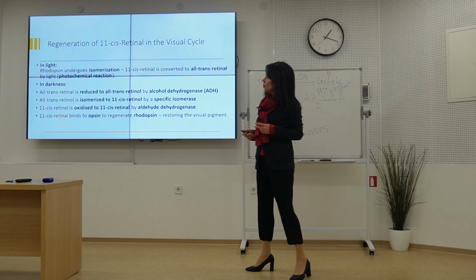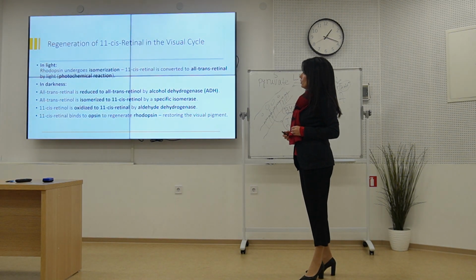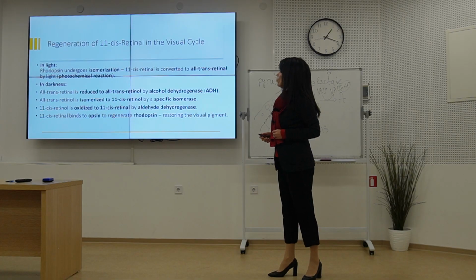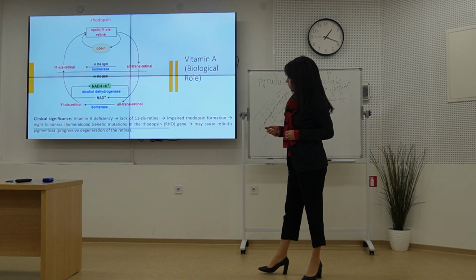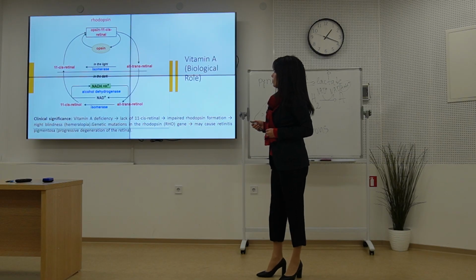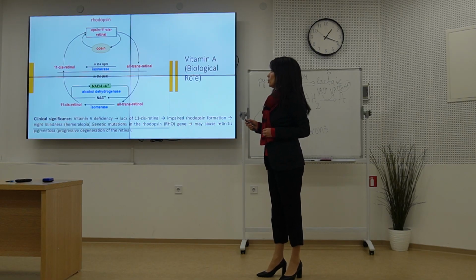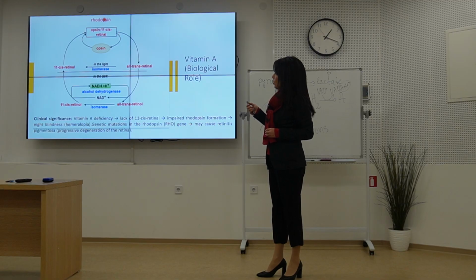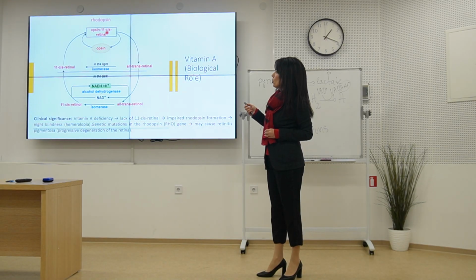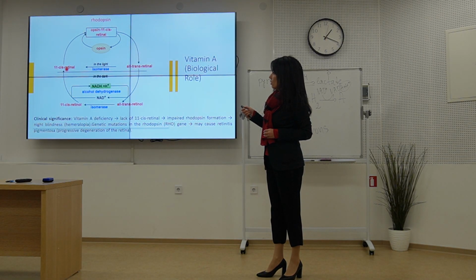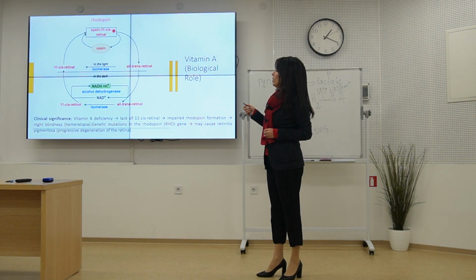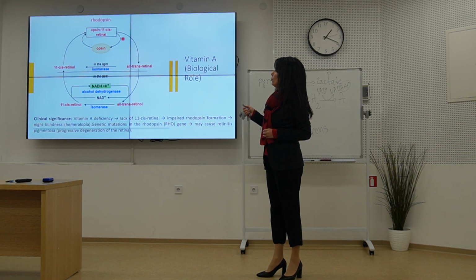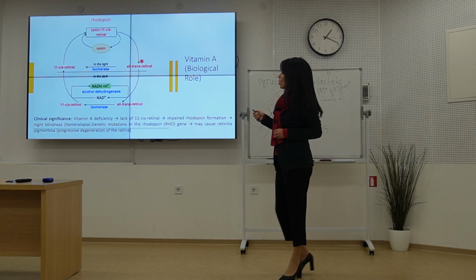Vitamin A is used in the regeneration of 11-cis-retinal in the visual cycle. Let's see directly the scheme. This is the biological role of vitamin A. It is used for the formation of rhodopsin, which is the combination of opsin, one protein, plus 11-cis-retinal. During the light, 11-cis-retinal is combined with opsin to form rhodopsin. After that, there is dissociation and division of the compound to opsin and transretinal.